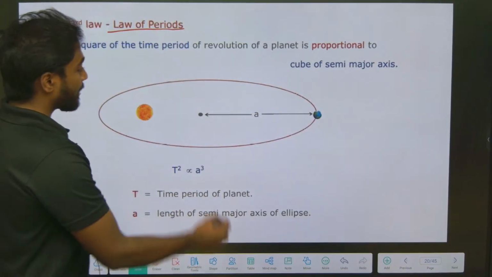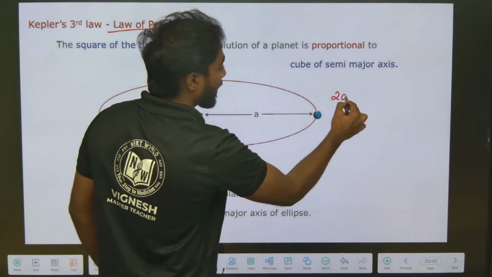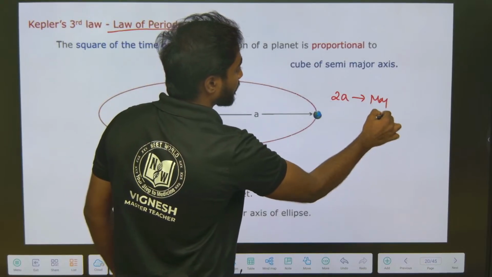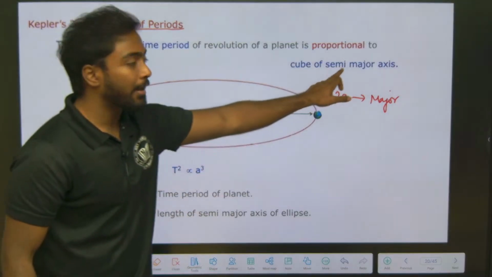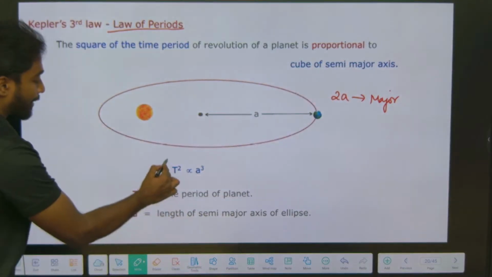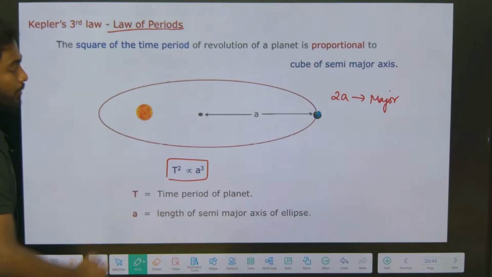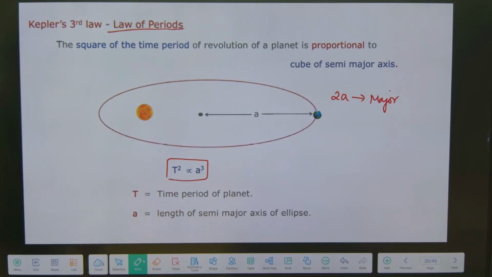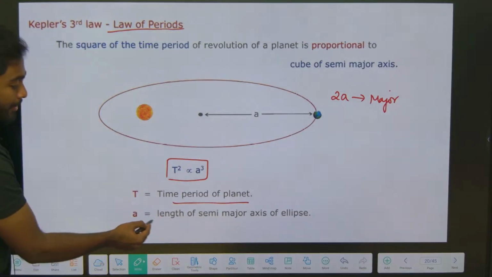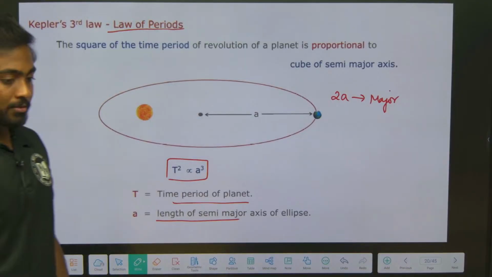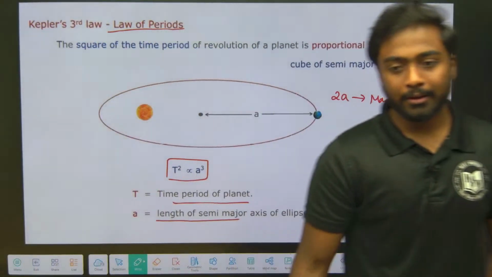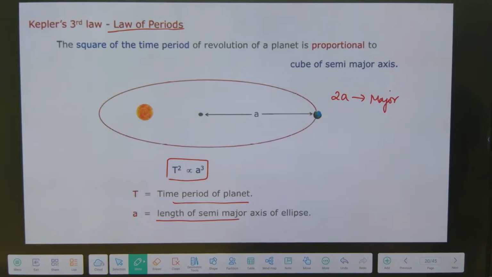Semi-major in the sense that we talked about 2a as the major axis, where semi-major means half of the major, which is nothing but a. So T squared is directly proportional to a cubed is the law of periods, where T is the time period of the planet and a is the length of the semi-major axis of the ellipse. So this is about Kepler's 3 laws.